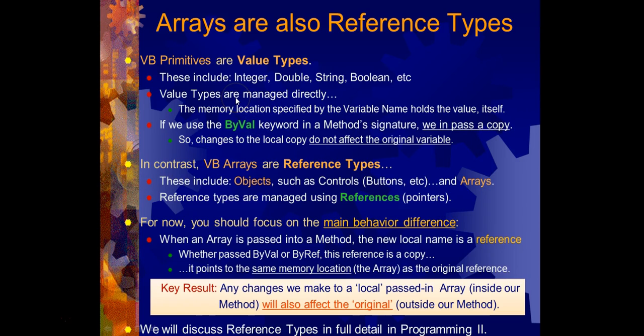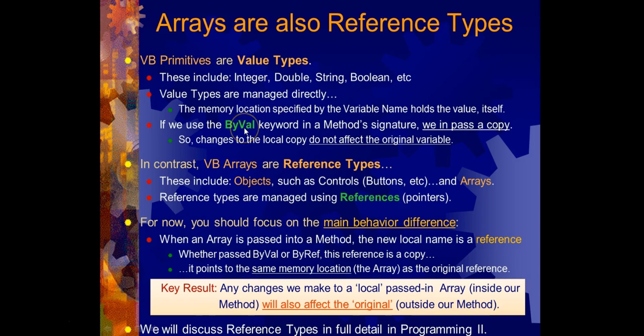So what he says is value types are managed directly. So we know that when we create an integer, it's basically stored in the memory. And here he says that the memory location specified by the variable name holds the value itself. So that's what we said before, that when we define x, there's a specific place in the memory where whatever x is, suppose we have x equals 5, that will hold the number 5.